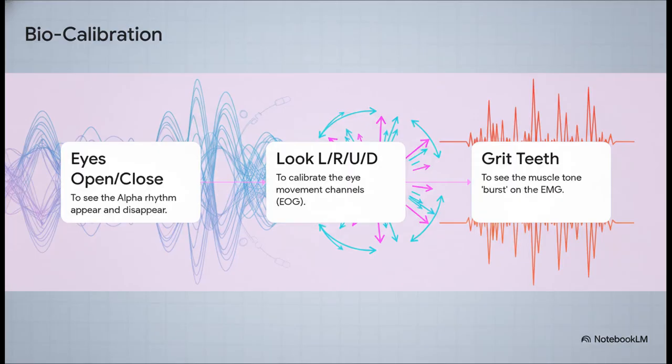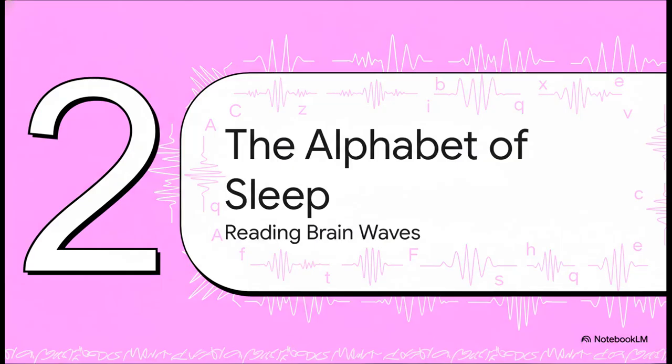Now, before the study even kicks off, we run through what's called a biocalibration. This is just a check to make sure all our signals are clean. We have the patient open and close their eyes. We should see the alpha rhythm pop up and then vanish. Then we have them look around to make sure the eye channels are working. And finally, a quick clench of the jaw confirms the muscle sensor is good to go. Because if you start with dirty signals, you're going to end up with a wrong report. Simple as that.